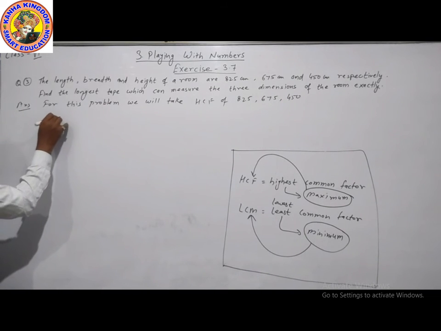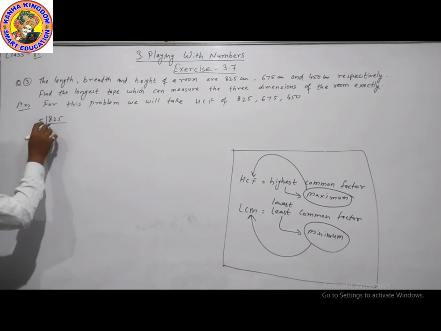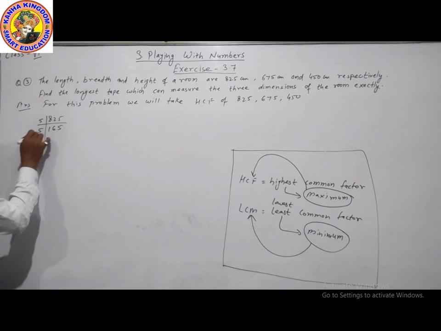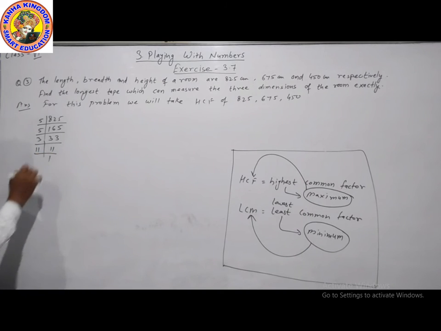First of all, find the factors of 825. First of all, we will divide by 5, then 165, 33. Now again dividing by 5, then dividing by 3, 11, 1. These are the prime factors.